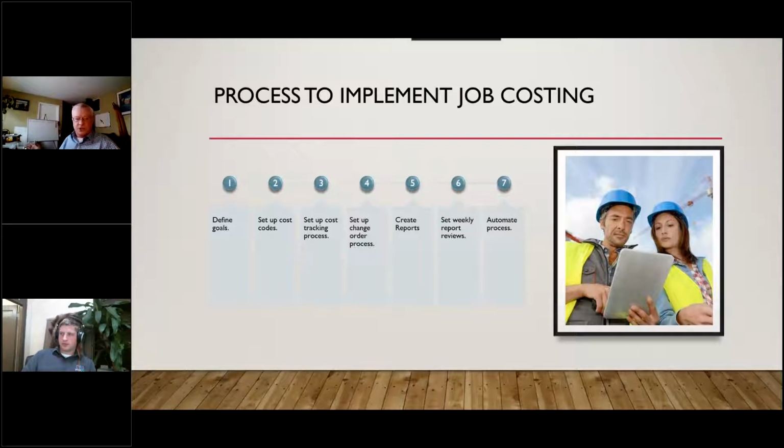Next is to set up cost codes and set up a cost tracking process. In my opinion, process always precedes automating the thing with software, however you do it. Have a good process that's well understood, which precedes the automation. Set up a change order process. Change orders are a huge deal. A lot of times they make or break profits, and they certainly are one of the leading causes of profit fade, not doing change orders. Then create the reports, set up weekly report reviews, and automate as much of the process as you can to simplify the whole thing.